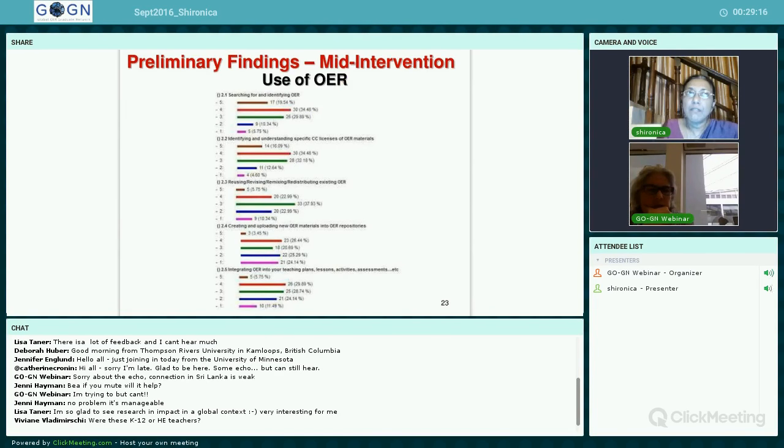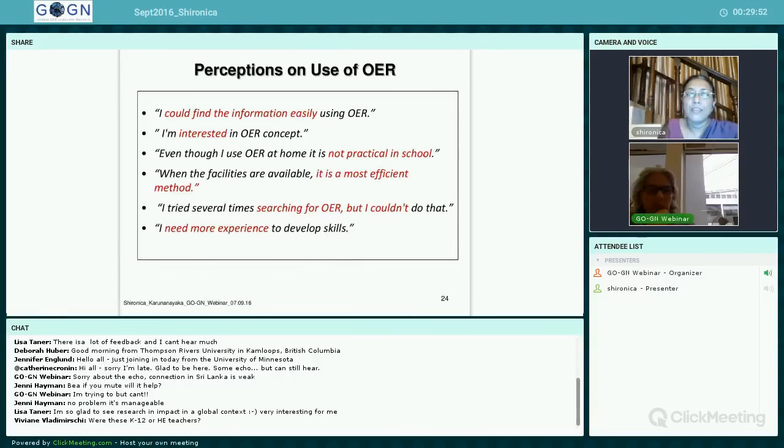And after 6 months, like mid-intervention time, we asked about their use of OER in an online questionnaire. We could see a significant increase in the use of OER, not only use, but also revising. That is the 4 R's: reuse, remixing, revising, and redistributing also. We could see it gradually increasing. So, their perceptions by mid-intervention.